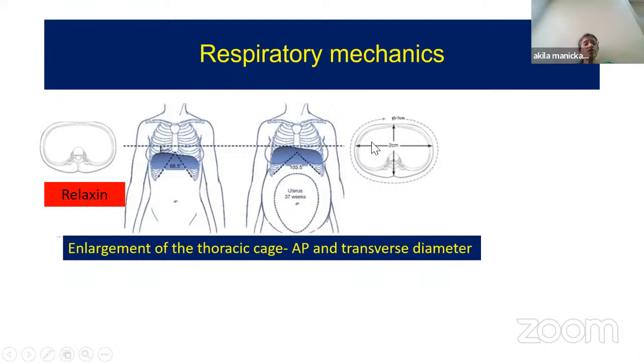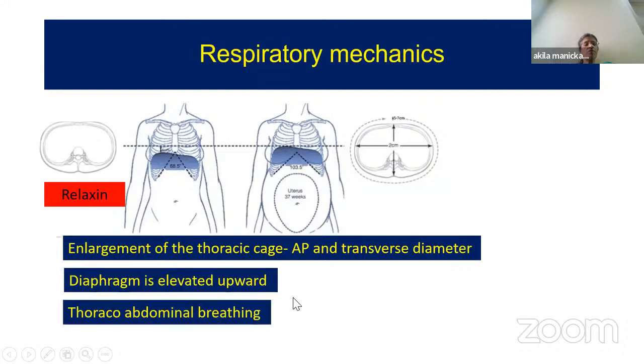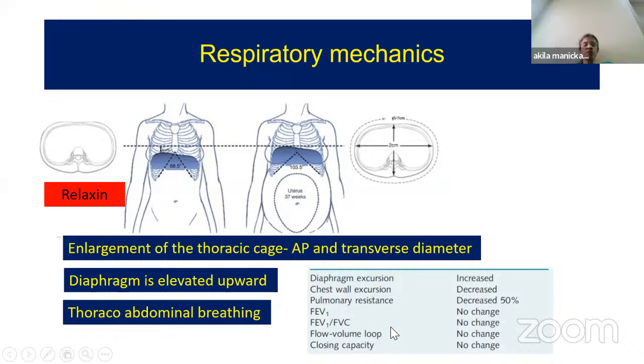This is a compensation for the decrease in vertical diameter of the thoracic cage that occurs following the increased pushing of your diaphragm from below. So what happens to the type of respiration with these changes? Predominantly it is a thoraco-abdominal type of breathing, and the diaphragm is the main contributor of inspiration, because the inspiratory muscles, your external intercostals and the other intercostals, play a very minimal role because they are already in an expanded position because of the increase in the AP and the transverse diameter.